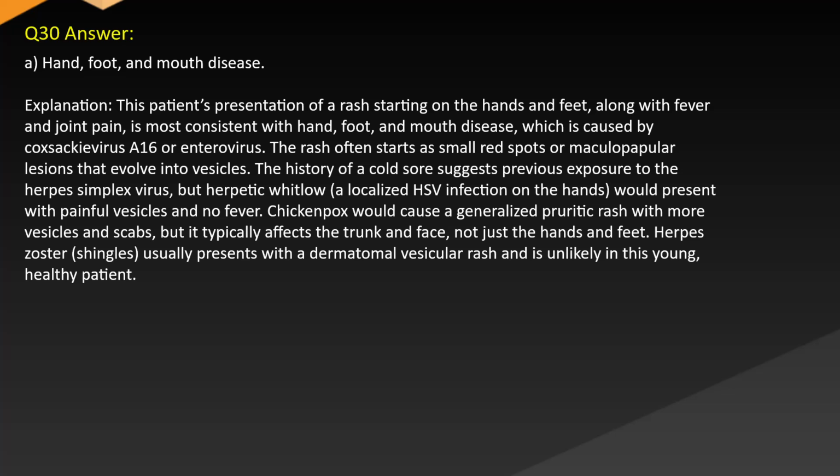The history of cold sore suggests previous exposure to the herpes simplex virus, but a localized HSV infection on the hands would present with painful vesicles and no fever. Chickenpox would cause a generalized pruritic rash with more vesicles and scabs, but it typically affects the trunk and face, not just the hands and feet. Herpes zoster, or shingles, usually presents with a dermatomal vesicular rash and is unlikely in this young, healthy patient.